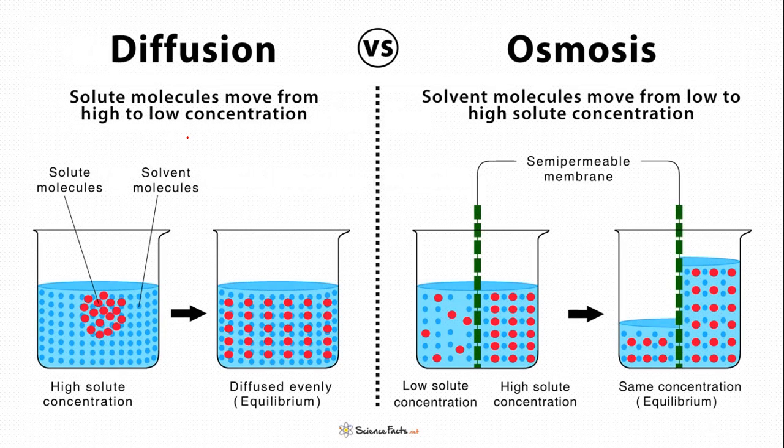So here we have diffusion versus osmosis. Diffusion is the movement of solute molecules from high concentration to low concentration. So when solute molecules move from high concentration to low concentration, we call it diffusion.